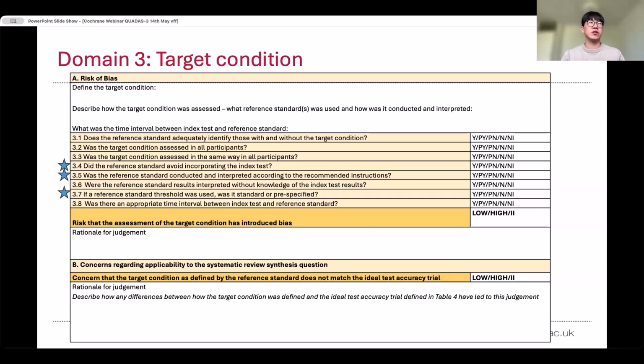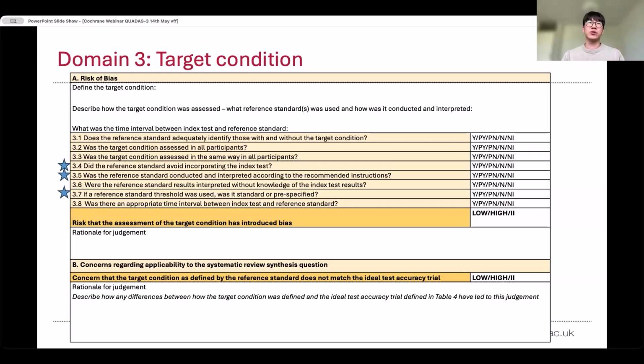New signaling questions start from 3.4. Did the reference standard avoid incorporating the index test? And was the reference standard conducted and interpreted according to recommended instructions? You can see that this is the same question from the second domain, so we also put it in here for consistency. Question 6 is, were the reference standard results interpreted without the knowledge of the index test results? So this is a pre-existing question about blinding.